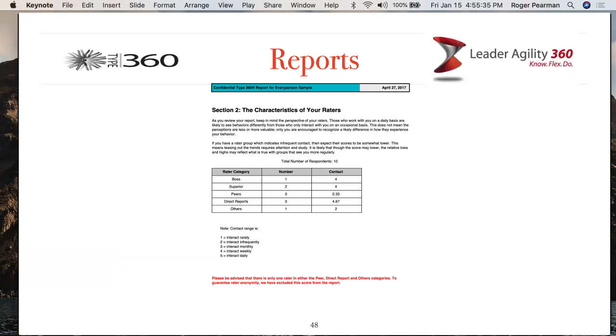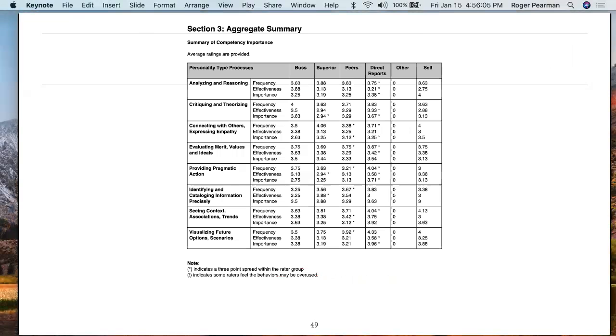Now, what we must have within peers, direct reports, and others is at least 3 people. If at least 3 in any one of those categories do not complete, there will not be an average in that category. So in this example, with 3 peers, 3 direct reports, and 1 other who completed this, the other data will be rolled up into the overall scores, but will not show up as an individual score throughout the report.